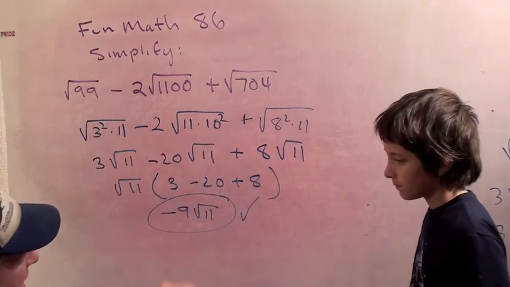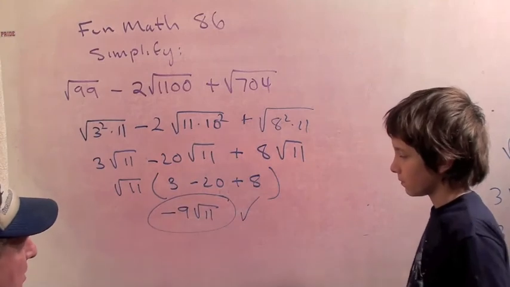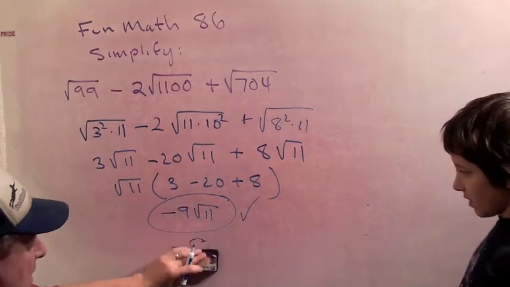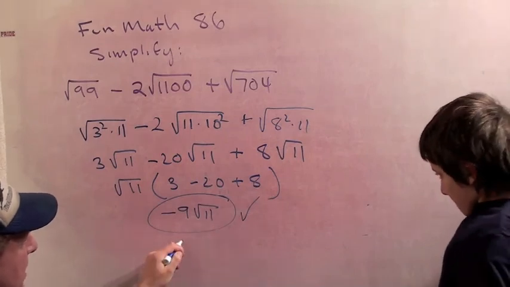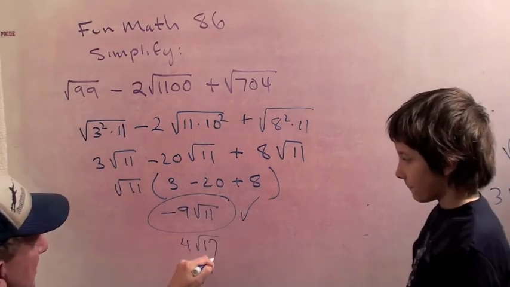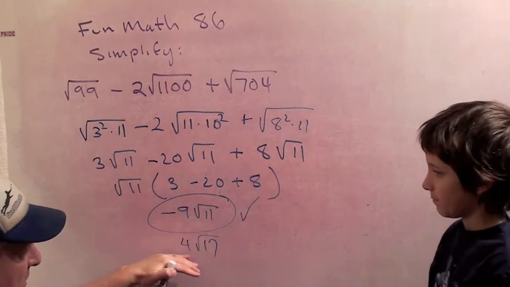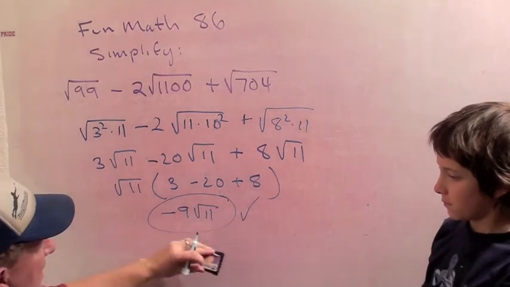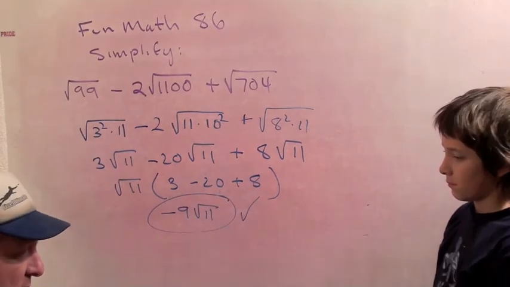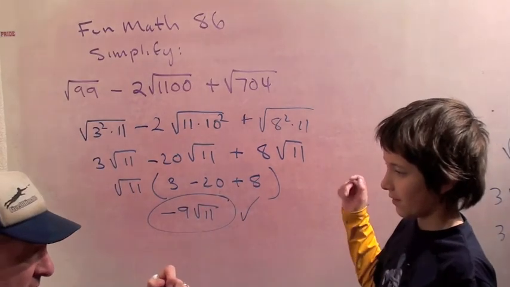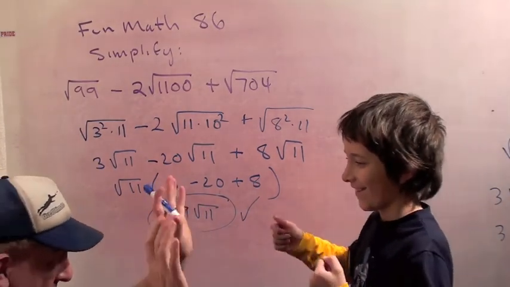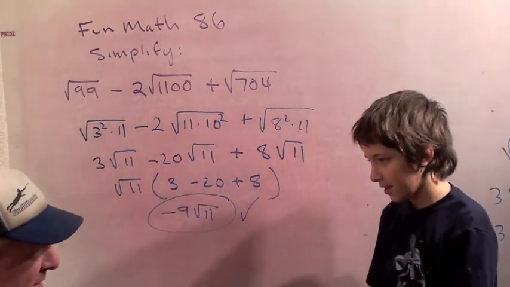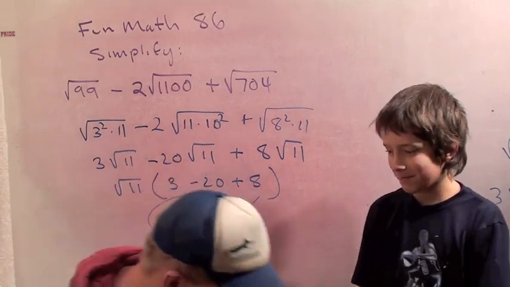Our estimate helps us understand that if we got an answer here that was like 0, that'd probably be wrong. If we got something like 4 times the square root of 17, which is about 4 times 4, which is 16, that'd probably be wrong. But minus 9 times the square root of 11 is about minus 30, so we are right. We don't know for sure that we're right, but it looks plausible. Okay, good job.